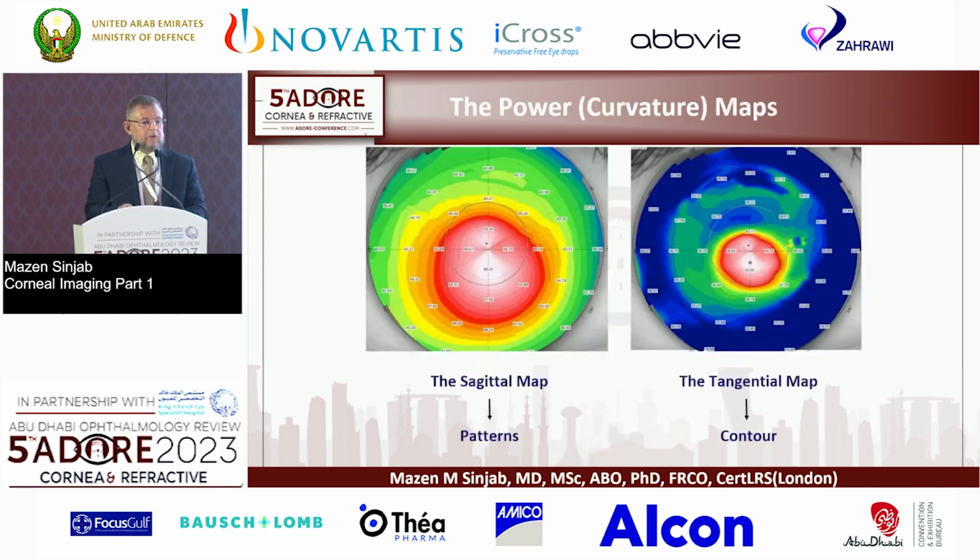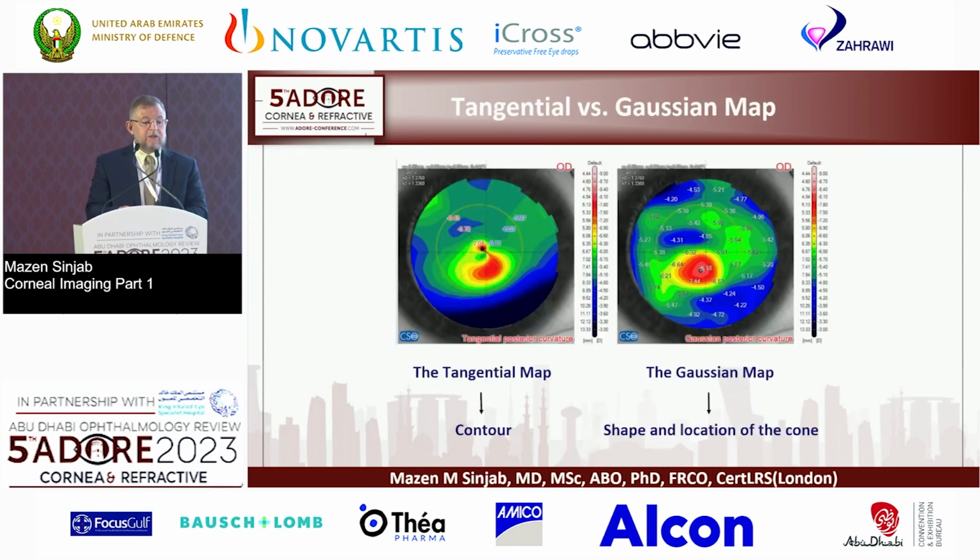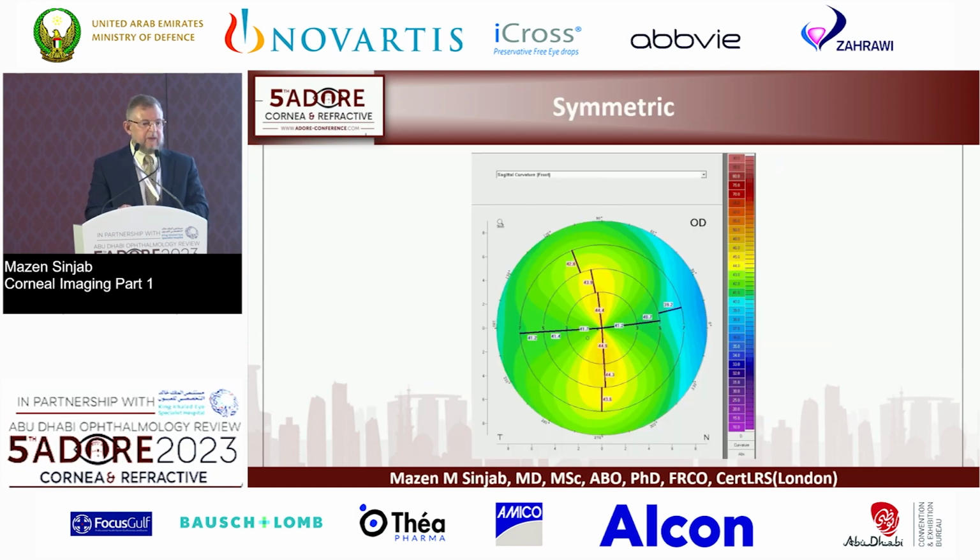Measuring corneal power, of course, there are 3 types of maps, and each type has its own benefits. The sagittal map to study the patterns, the tangential map to study the contour, and the Gaussian map to study the shape and location of the cone. As you see, this is a comparison between the tangential map and the Gaussian map for the same eye, how the Gaussian map can give you the shape and location better than the tangential map. Of course, the patterns can be taken by the sagittal.